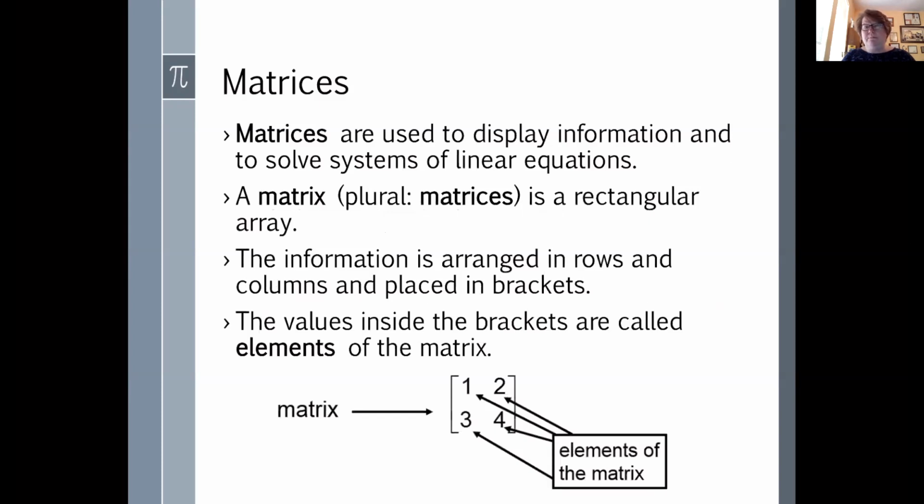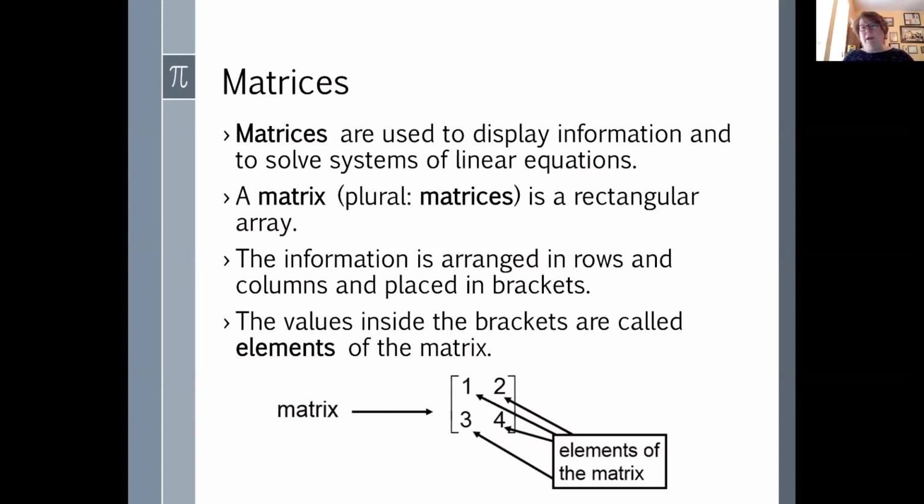What's a matrix? Matrices are used to display information and to solve systems of linear equations. A matrix, the plural is matrices, is a rectangular array. In other words, you put information in rows and in columns. The values inside the brackets are called the elements of the matrix.